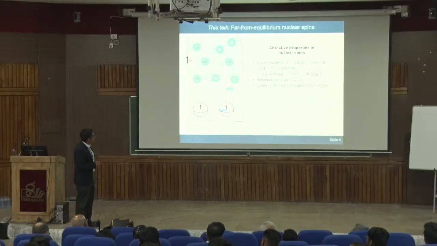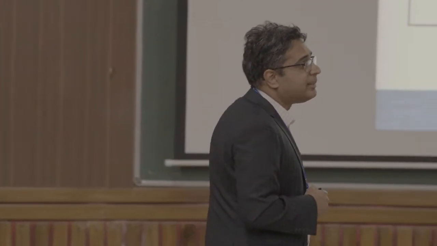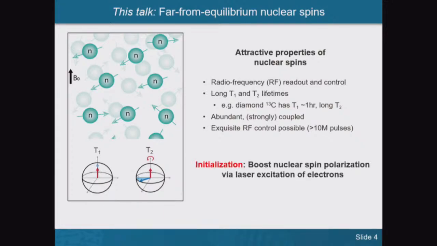These spins are also very abundant, and they are strongly coupled, so you can think of it like a quantum interacting many-body system. All these nuclei are interacting with each other with a dipole-dipole interaction. So the dominant type of interaction is a magnetic interaction. And really exquisite control is possible. I'll skip the details because it's not so important for this talk.